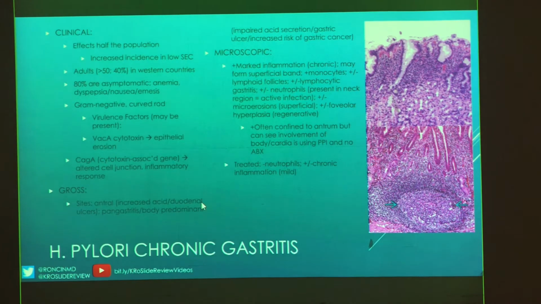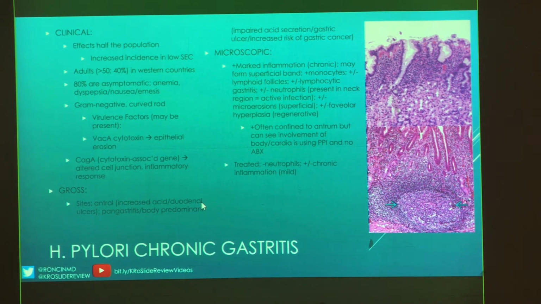But yeah, Helicobacter pylori, chronic gastritis. So we see a lot of these biopsies. It affects half the population in the world, obviously with increased incidence in lower socioeconomic status, but it can affect anyone, okay? This tends to be adults older than 50, and about 40% of these cases will occur in Western countries.